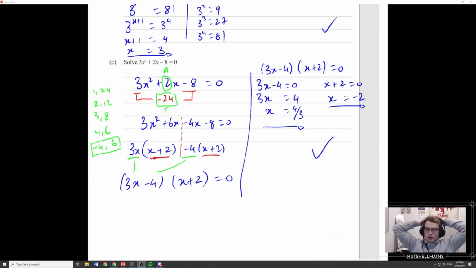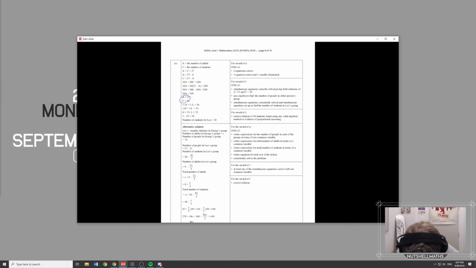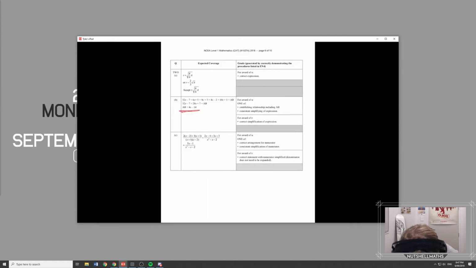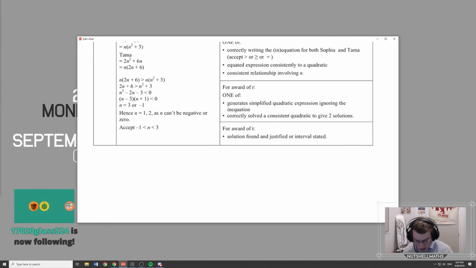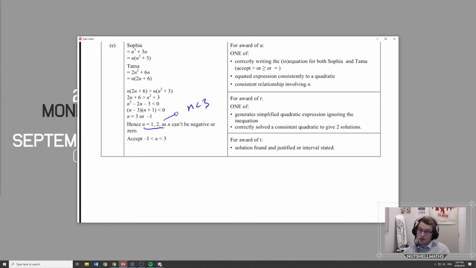So no stating of n values. No, you don't need to list the n values. You imply it by saying that n is less than 3. So I'll quickly show you. On the answer sheet, it says, hence n equals 1, 2 as n can't be negative, right? Which is the same as saying n is less than 3, right? 1 and 2 is less than 3, and we said it can't be negative or 0. We should probably have said 0, but that's fine. They will accept even a mistake on that front anyway. Okay.